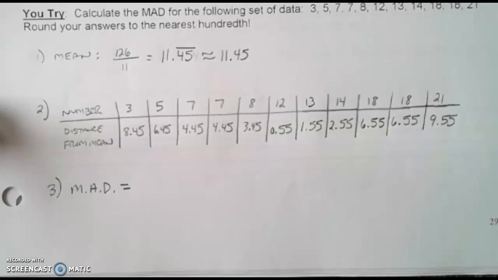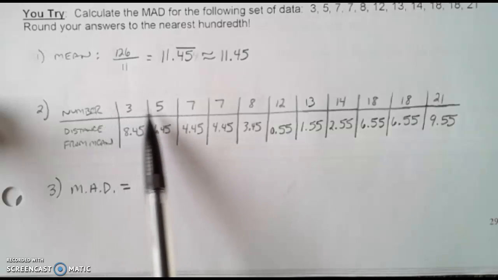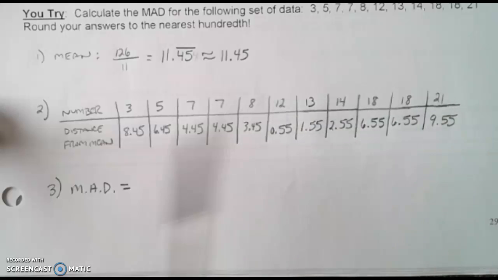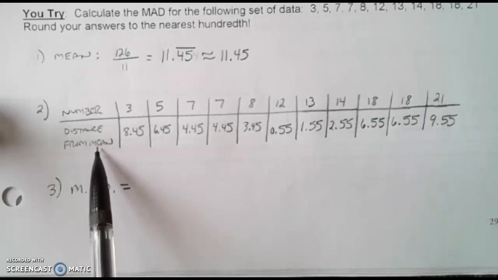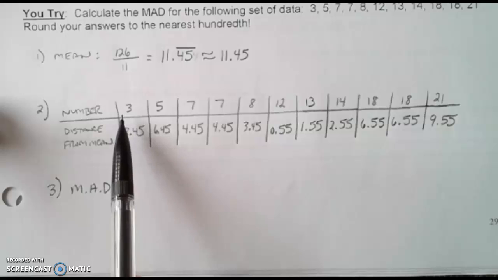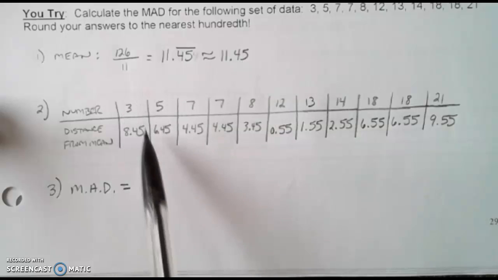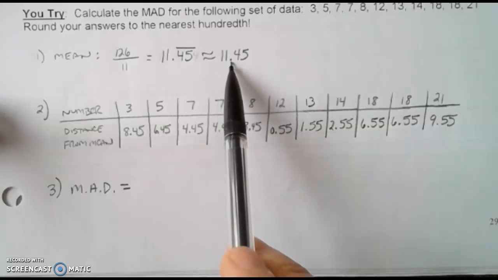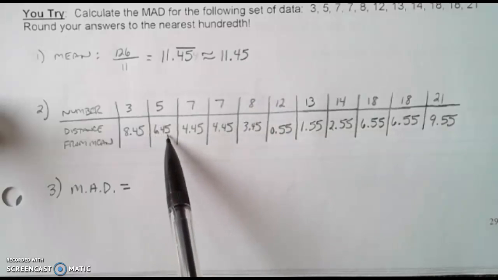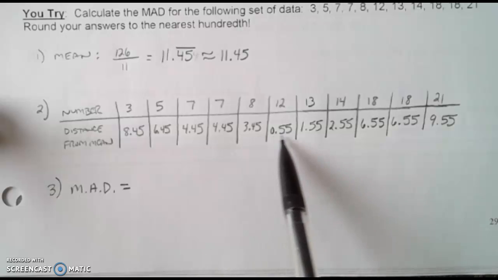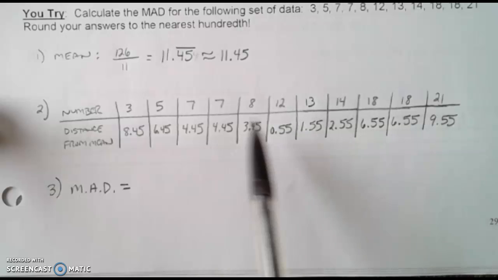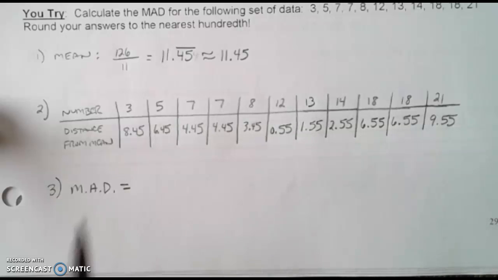Here's the table that I created. All of the numbers from the data are in the top row, and then I found the distance from the mean for each of these numbers. I did 11.45 minus 3 to get 8.45, 11.45 minus 5 to get 6 and 45 hundredths, etc. These are all the distances from each data value to the mean. Now we're going to use these distances to help calculate the mean absolute deviation.